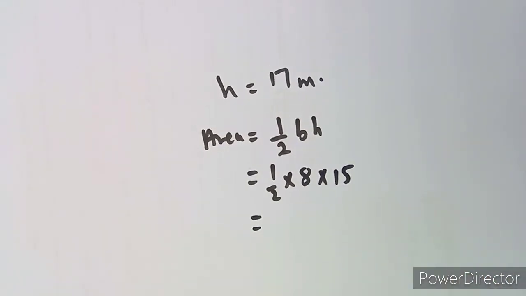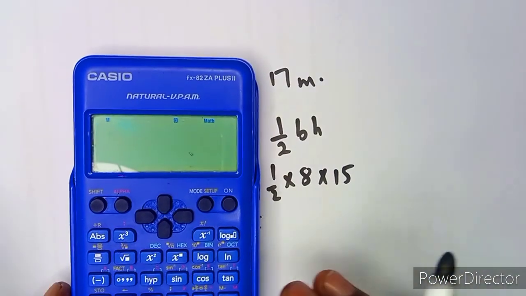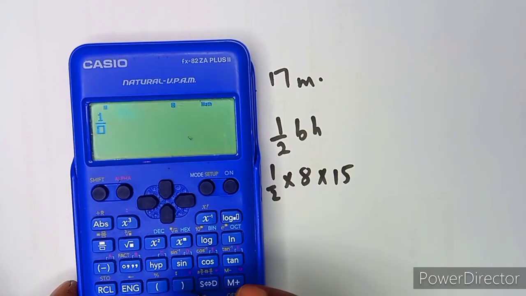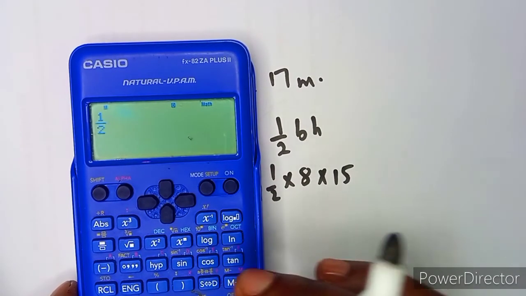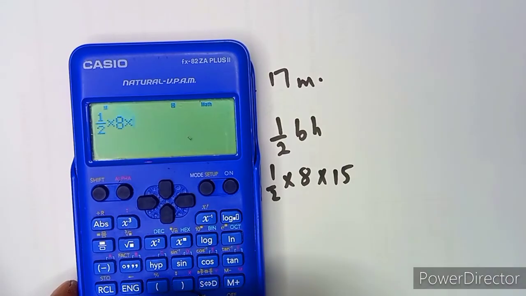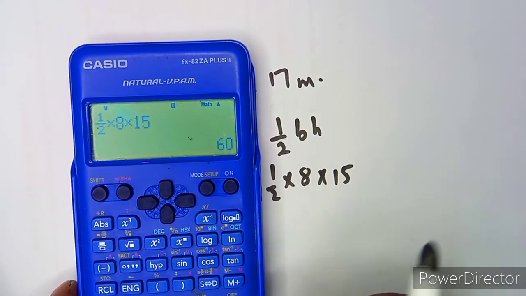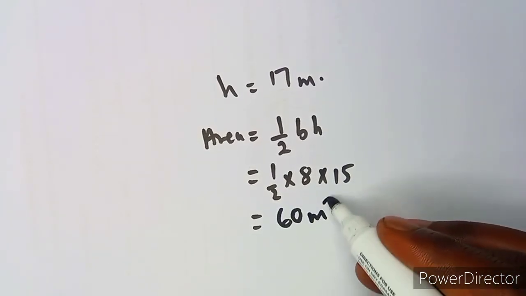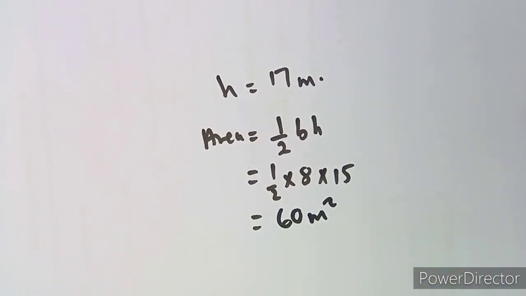As you can see, if we have the values, it's going to be pretty easier to calculate all these values that you are being given. So it's just a half multiply by 8 multiply by 15. So that's 60 for us. So we're going to obtain 60 square meters.